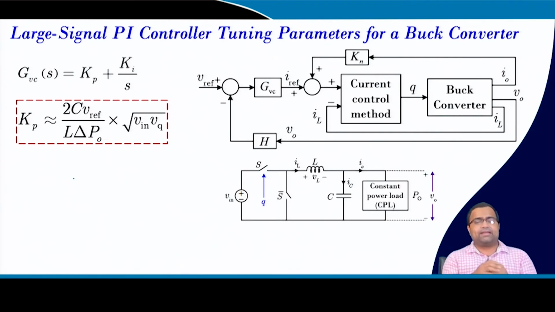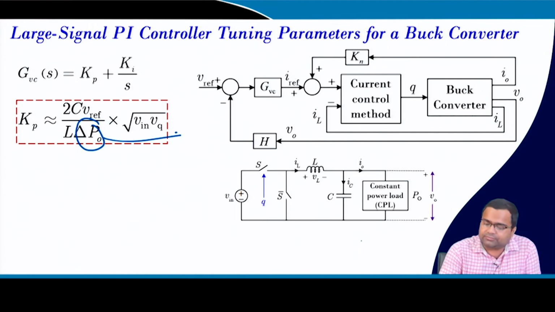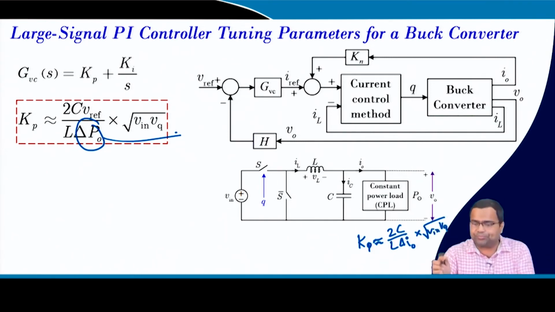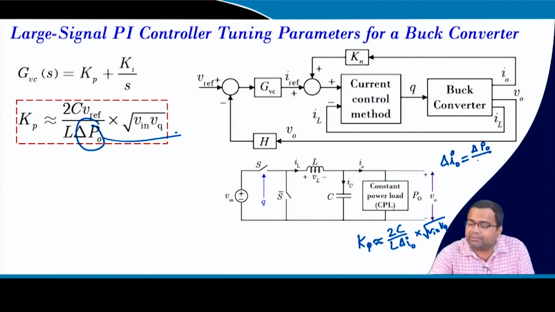So, if we set Kp equal to 2C, because that is the only thing we are changing. Earlier, for a constant current load, we got Kp approximately equal to 2C by L delta I0 into that V in Vq, and Vq also we know. Now, here we have replaced delta I0 with our constant power, if there is a step change in the power divided by our actual voltage, that is a reference voltage.